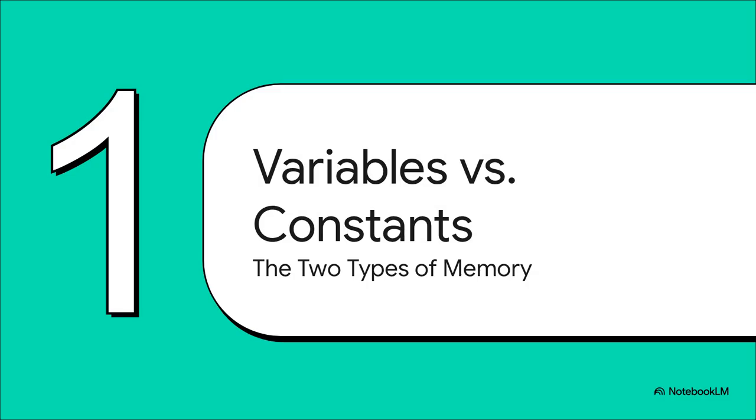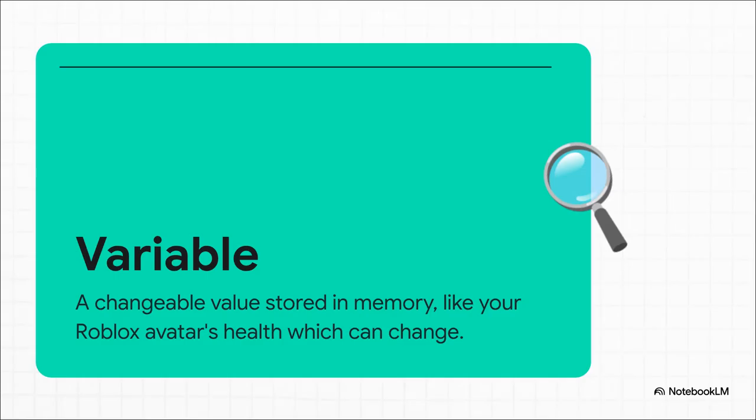So let's meet our two main characters for today, variables and constants. These are the absolute rock-solid building blocks for storing any kind of information in pretty much any program you can think of. First up, we've got the variable. And the name kind of gives it away, right? It's something that varies. It can change. The best way to think about it is your health bar in a game like Roblox. It starts at 100, you take some damage, it drops to 50, you find a health pack, it jumps back up to 80. That number isn't set in stone, it's a variable.